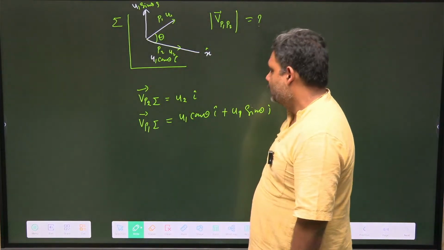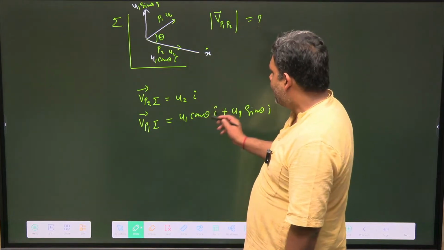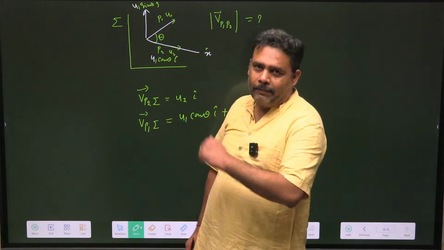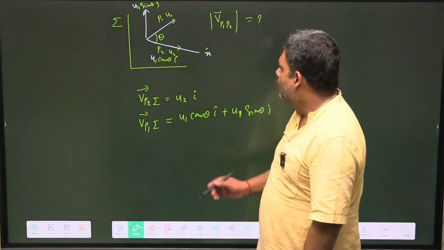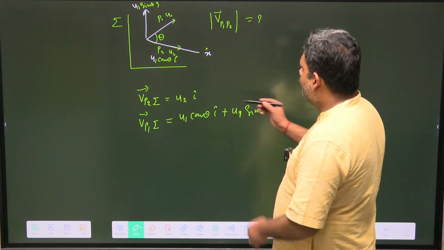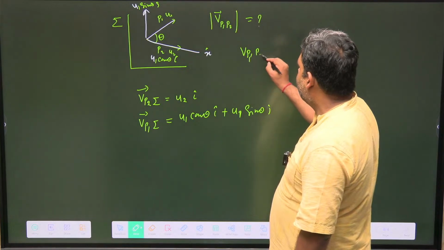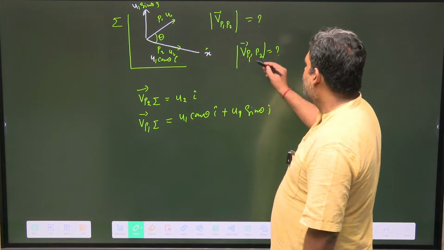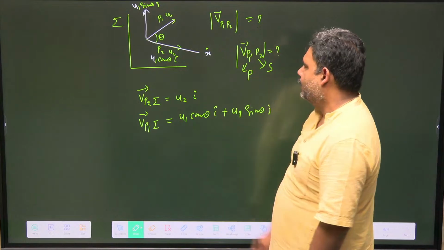So this is the concept. Now we have to only take care about i, because the relative velocity is along the i cap direction. In the y cap direction, both will have the same velocity. So now we have to calculate the velocity of particle P1 with respect to P2, and actually we have to calculate the magnitude. So P2 is my S frame and P1 is my particle.